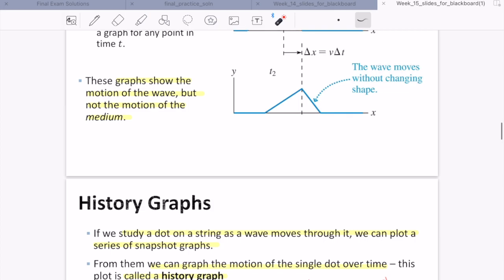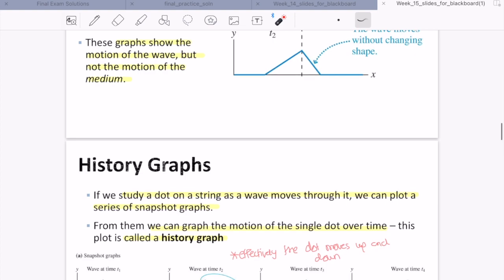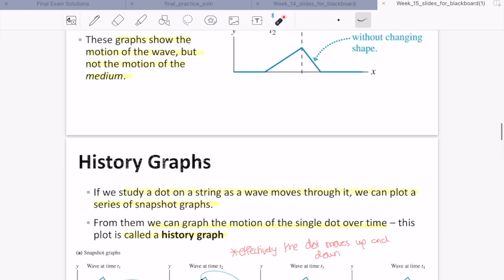And these will show you the motion of the wave, but not the motion of the medium itself. So it'll just show you the wave propagation. It shows you the wave as it moves from left to right at different time intervals, and then the position of the specific bead or the specific part in the medium at those different times. But it doesn't show you the motion of the medium itself. It just shows you snapshots of the motion.